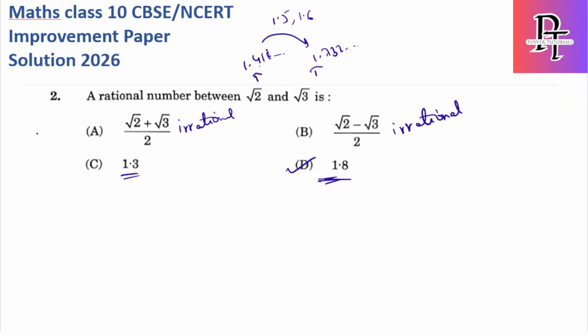Here I can say that in the second question the options are wrong, because if this option were 1.6, then it would be correct. I don't know why the CBSE board made a mistake in the second question. They have clearly mentioned a rational number between root 2 and root 3. If they asked for an irrational number, then this would be one of the options. But since they ask for a rational number, one option should be between 1.4 and 1.732, so it should be 1.6, which I am taking as the option because it is closer. I will say the options are wrong.